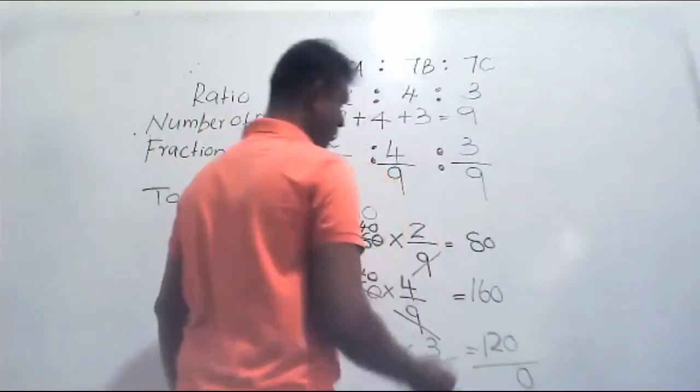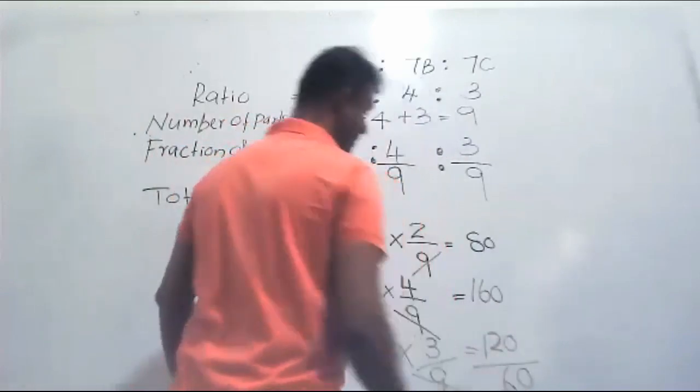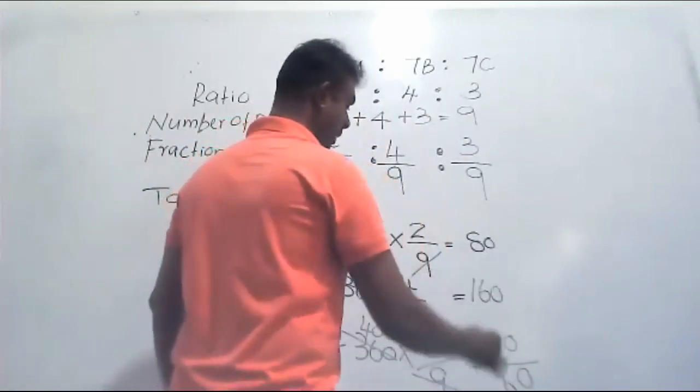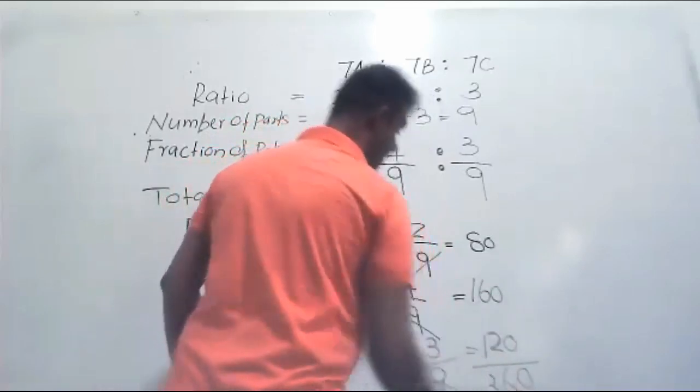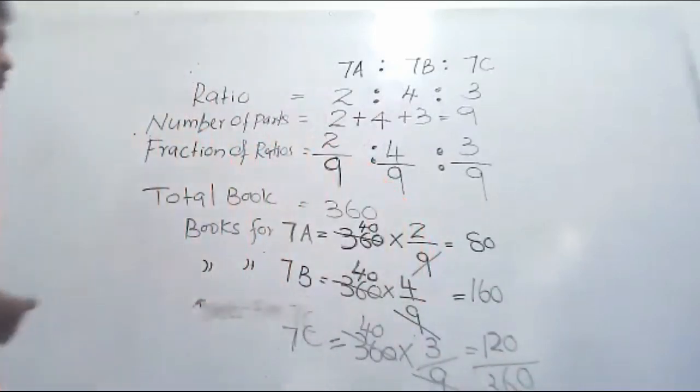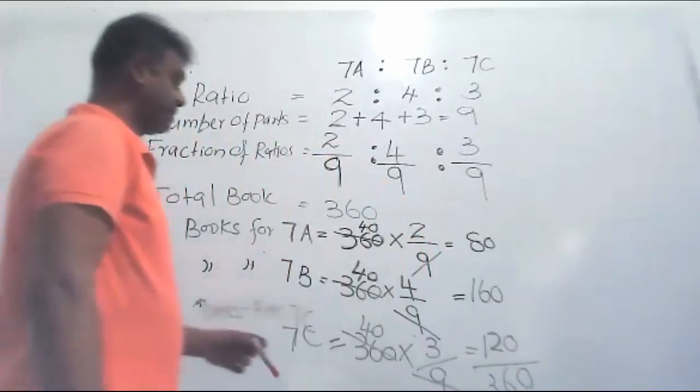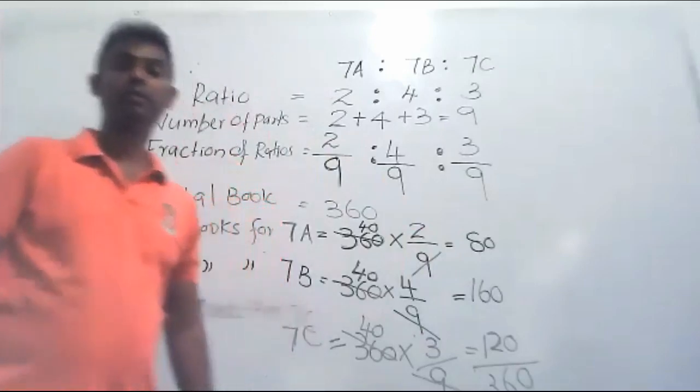Right. The total is 360. The books for 7A are 80 books, 7B 160 books, and 7C 120 books.